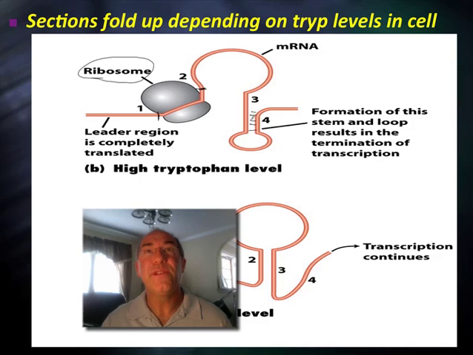So even though 3 and 4 can fold up, 2 and 3 cannot fold up. They're not going to fold up because section 2 is being flattened out by this great big ribosome. And so we can only have sections 3 and 4 fold up. 2 and 3 will not fold. This happens when there is high tryptophan in the cell already.